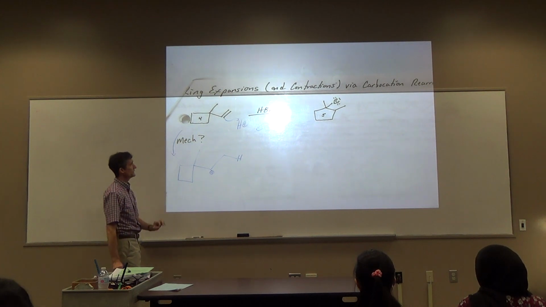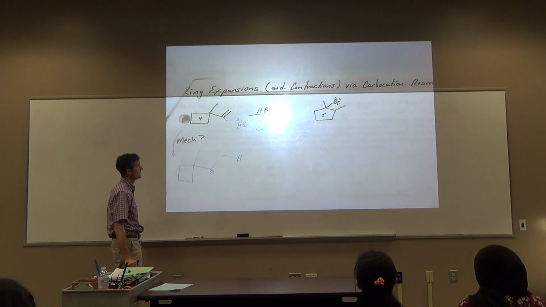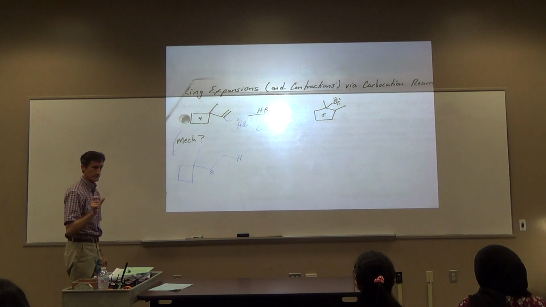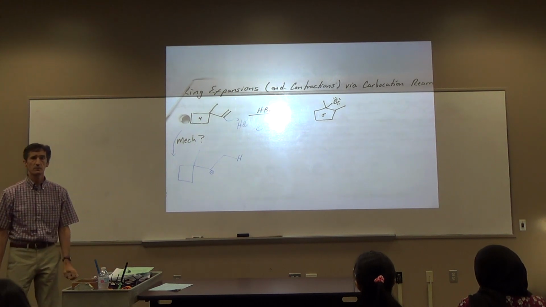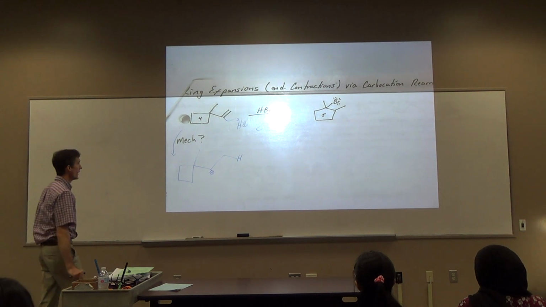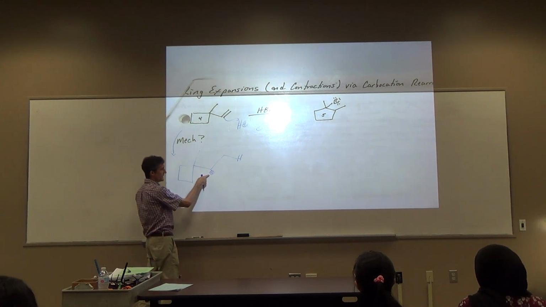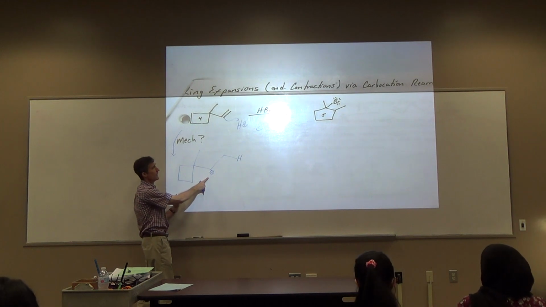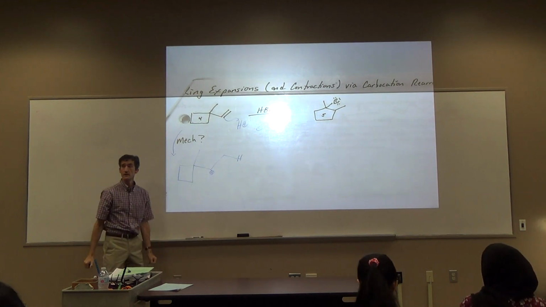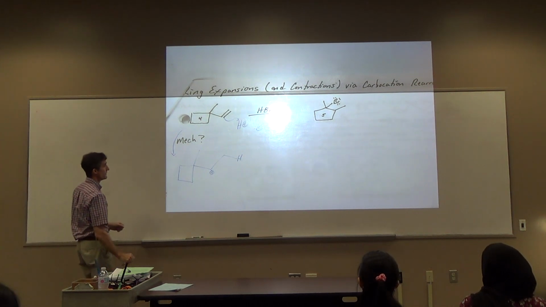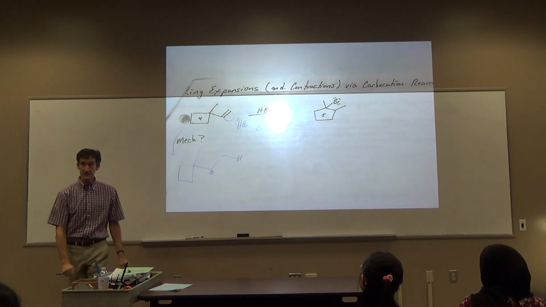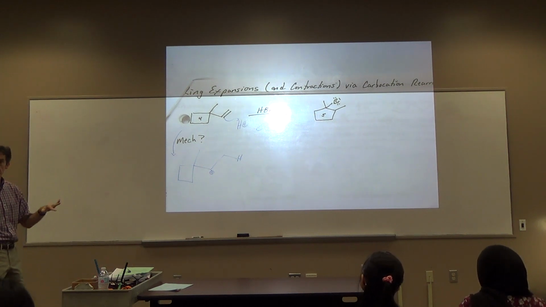This is how we do mechanism arrows. You can get little books on just moving mechanism arrows. I think there's one in the library. If you look at the syllabus, I mentioned a couple books in the library. Okay. Well, Br minus could attack here, yeah. That's possible, but that doesn't give that product. This is called a ring expansion. If 4 goes to 5, it expanded.